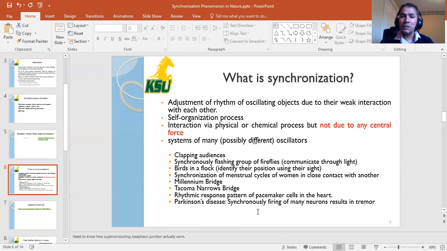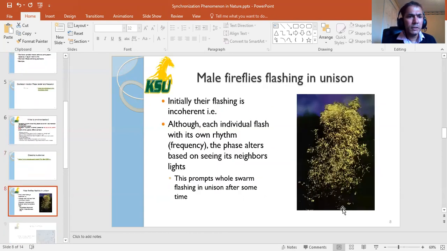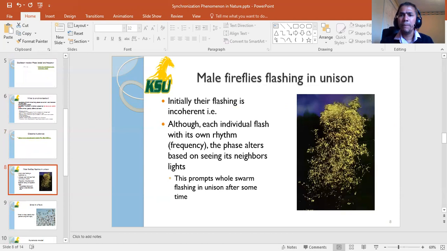And in Parkinson's disease, the synchronous firing of many neurons results in tremor, and that is also just one good example of synchronization. Okay, so we went through the clapping audience. Now let me show you this.